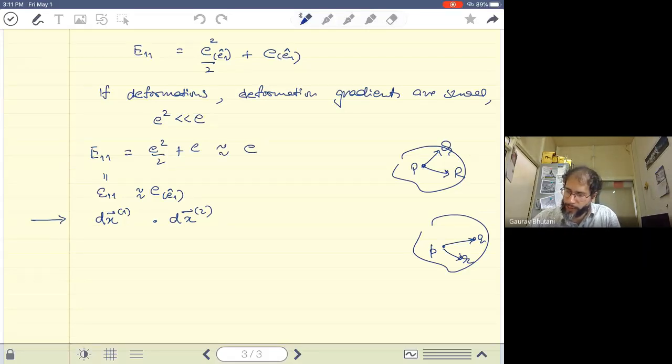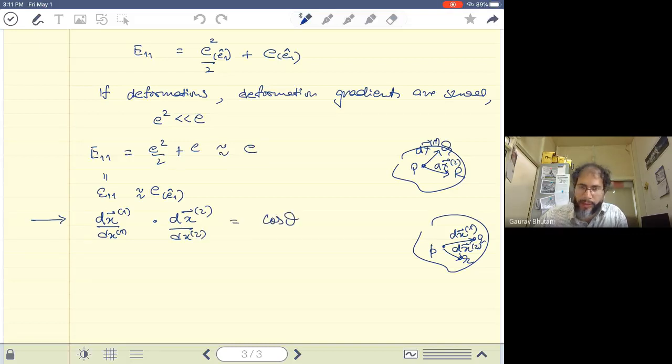Then we have points small p, small q, and small r. So what we'll do is we will take the dot between dx1 and dx2. So these come from d capital X1 and d capital X2. If we divide that by their magnitudes, it just saves a step. So this is cos theta, where theta is the angle between d small x1 and d small x2 vectors.